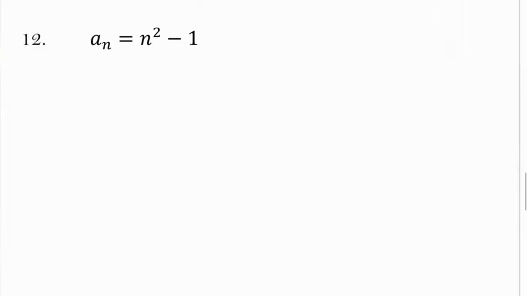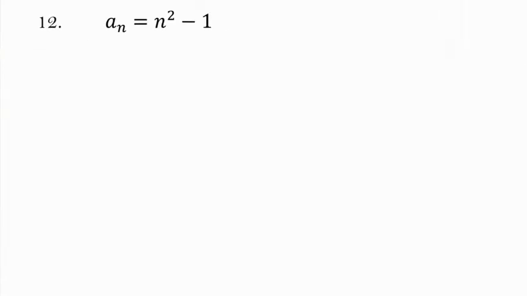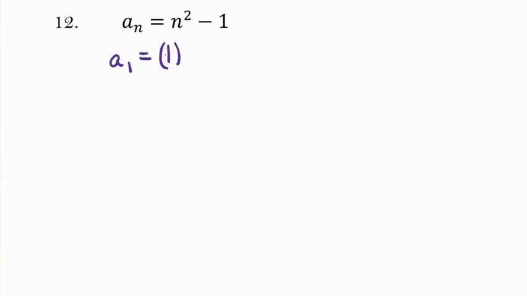So this one, again, we've got our rule. We're going to find our first 4 terms. So to find our a sub 1, or our first term, we plug in 1 for n. So 1 squared minus 1. Well, that would just be 1 minus 1, which is 0. To find a sub 2, we plug in 2 for n. So 2 squared minus 1. That would be 4 minus 1, which is 3.